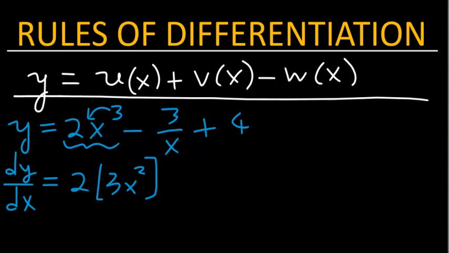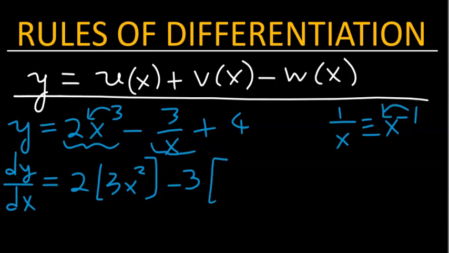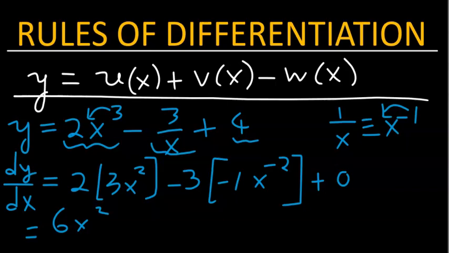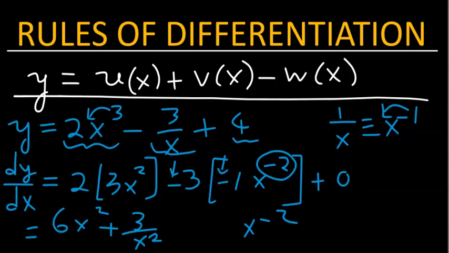Now let's go to the second function, which is minus 3 over x. So minus 3 will just follow. Note that 1 over x is x to the power minus 1. So that minus 1 goes in front. So it's minus 1. And the power of x will be reduced by 1 into minus 2. Now the final term, which is just 4. Differentiating a constant is quite simply 0. So your final answer is 6x squared plus, because this minus and this minus will give you a plus number, 3 over x squared. This is a power with a negative number, so x to the power minus 2 is quite simply 1 over x squared. And that's the answer for this problem.